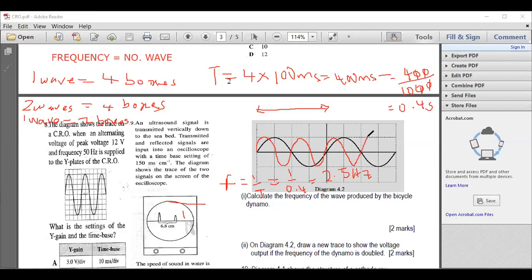So this is how it looks. Now see, in 4 boxes you can see this is 1 wave and then 2 waves. That's what they mean by frequency double. Double frequency means you will see double the number of waves.